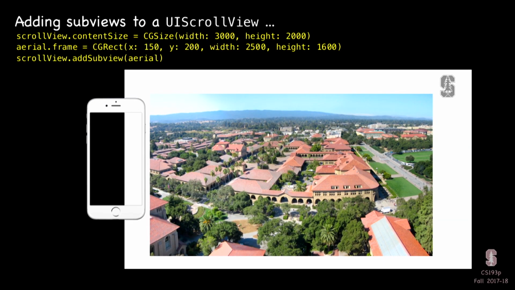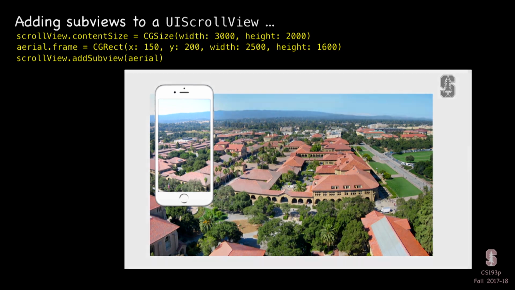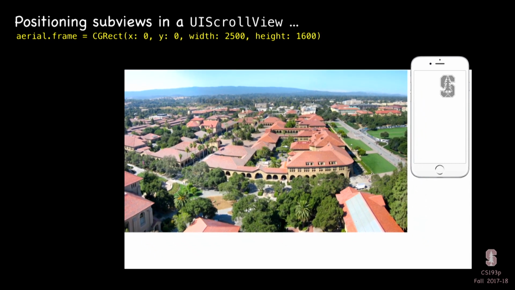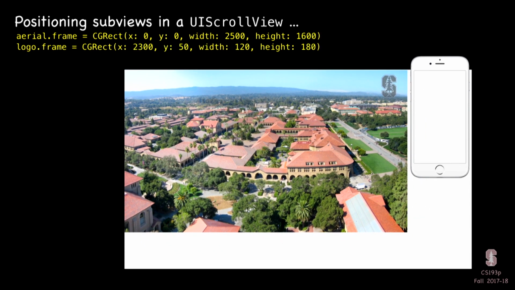And now the scroll view, what it does, it just lets you have a little window that is scrolling around as the user pans around here, and of course they can zoom as well. Now you can reposition the subviews in that content area just like you can in a regular view's subview, right? So I set that thing to have a new frame, it repositions. Set the logo to have a different frame, it repositions.